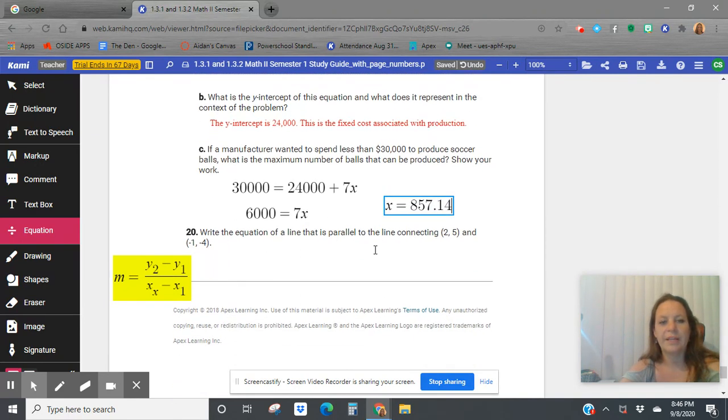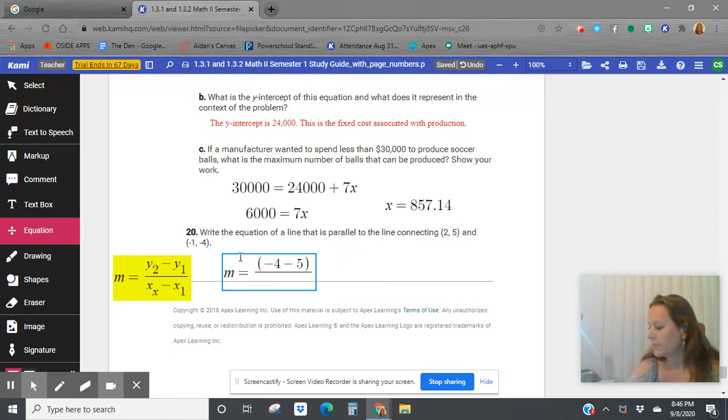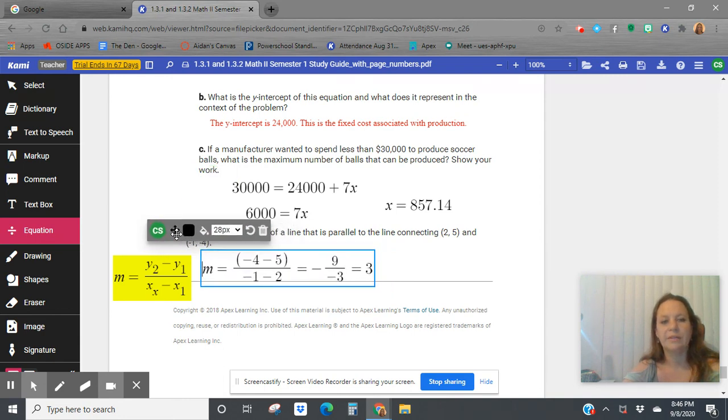Write the equation of a line that is parallel to a line connecting this to this. So we need slope formula first. So we go m equals -4 minus 5, that's my y minus y, over x minus x, -1 minus 2. Be careful of all the negatives here. That leaves me -9 over -3, which reduces down to 3. So my slope is 3.